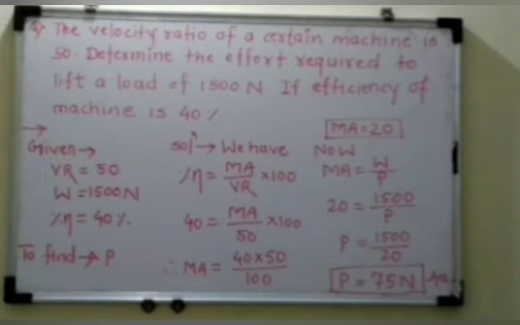Similarly we did here. Efficiency is MA upon VR, efficiency is 40, MA remains as it is because we can't calculate MA, because MA is W upon P and P is unknown to us. So MA will remain as it is, VR is known, into 100, and from this we get MA. Again, the value of MA is known to us and the formula is also known to us. So now MA is equal to W upon P, MA is 20, W is 1500 divided by P. So the unknown parameter P is 75 Newton. So this one is the answer. Now the next numerical we will discuss.